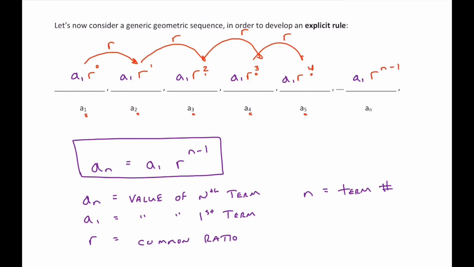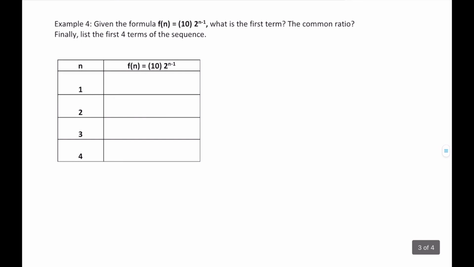Let's do some examples. Given the formula f of n equals 10 times 2 to the n minus 1, what is the first term? The common ratio. Finally, list the first 4 numbers of the sequence. Well, if you understood the explicit rule that I just wrote down, this is a really easy question. But the big mistake students will make when they first start out here is to mix up the 10 and the 2. Which one is my first term? Which one is my common ratio? Because there's multiplication there, they get mixed up.